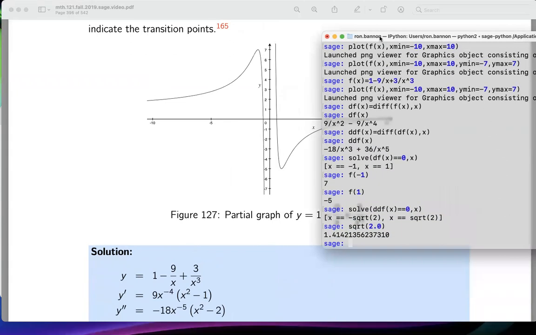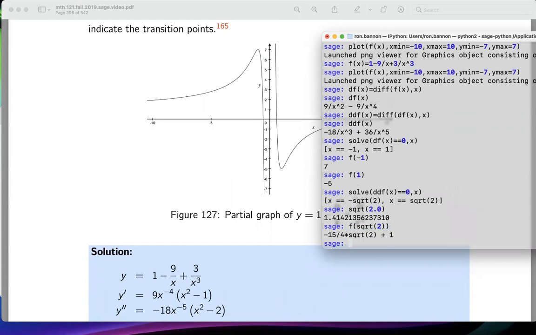Let's do the point of inflection, though. What's it going to be? F of square root of 2. Let's see what happens. And it gives me a kind of a nasty number, by the way. But certainly if I want to approximate that, I'll show you what I do to do that.